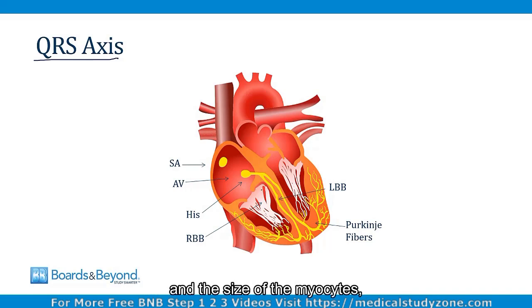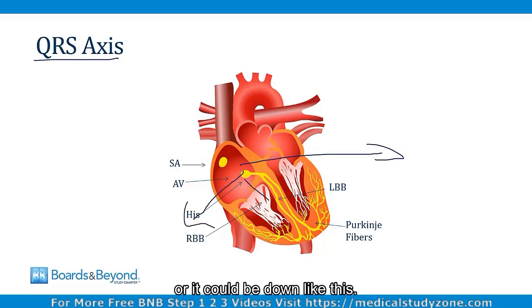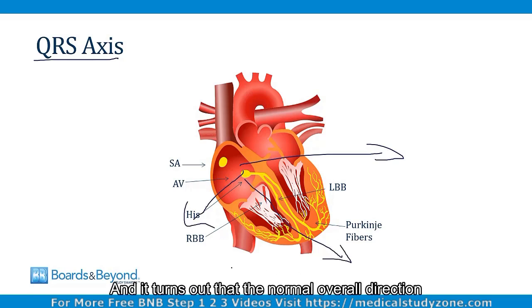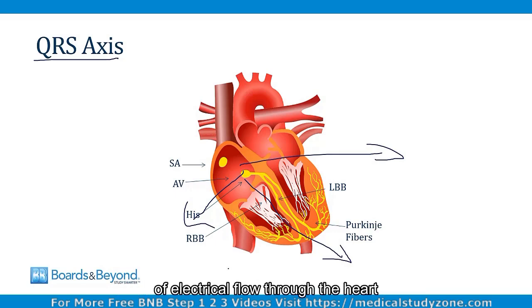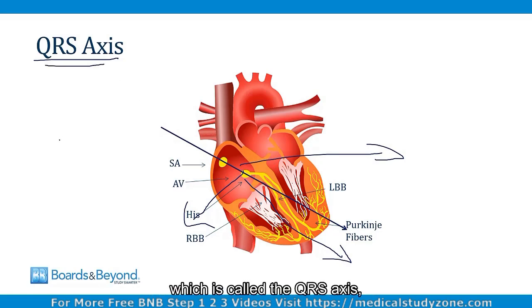the myocytes, the overall direction of electrical flow through the myocytes could be this way, it could be that way, or it could be down like this. It turns out that the normal overall direction of electrical flow through the heart looks like this arrow right here. It's going downward and to the left. So if we can estimate the overall direction of electrical flow in the heart, which is called the QRS axis, it can tell us something about the heart and its electrical activity and whether it's normal or abnormal.